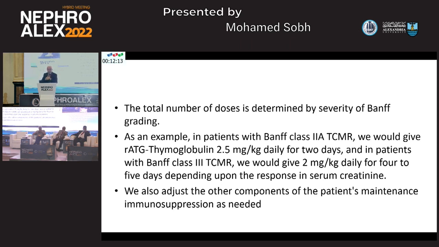As an example, in a patient with Banff grade 1A T-cell mediated rejection, we should give rabbit ATG thymoglobulin 2.5 milligram daily, for example, for 2 days. And in a patient with higher grade, we may give 2 milligram per kg daily for 4 to 5 days, depending upon the response in the serum creatinine. We also, of course, as I said, adjust the components of the maintenance immunosuppression.